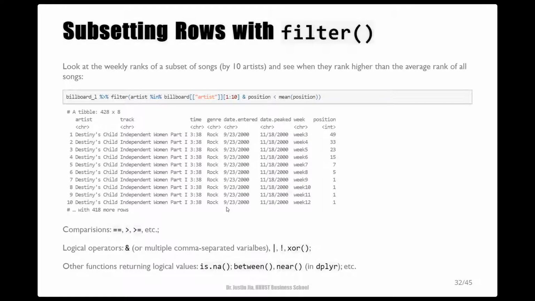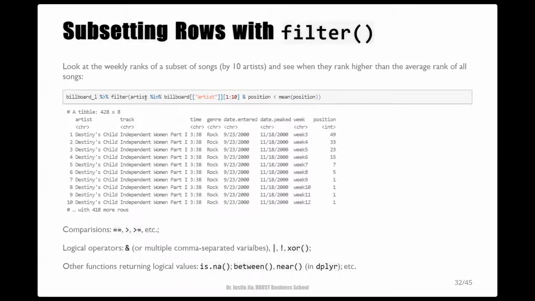Let's consider another common data manipulation task. Suppose we are going to narrow in on a subset of songs. Say, songs by 10 artists, and see when they rank higher than the average rank of all songs. And we can use the filter verb to accomplish this goal. The filter verb allows us to specify filtering rules to subset observations in a dataset. And it takes a data frame or table as its first argument. And the second and subsequent arguments are the expressions that filter the data frame.